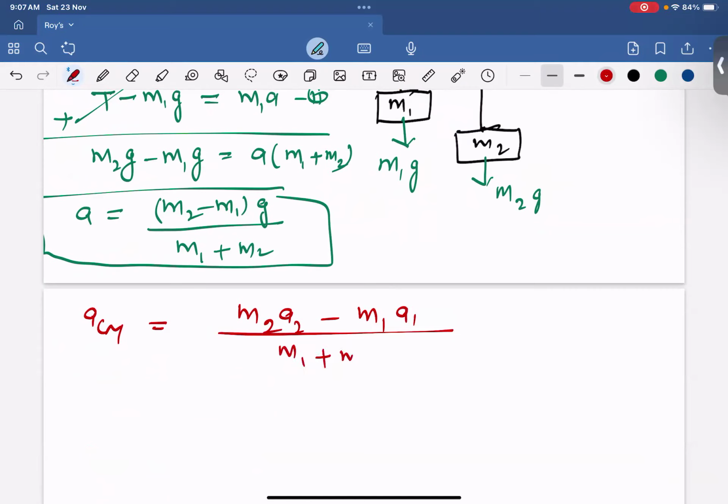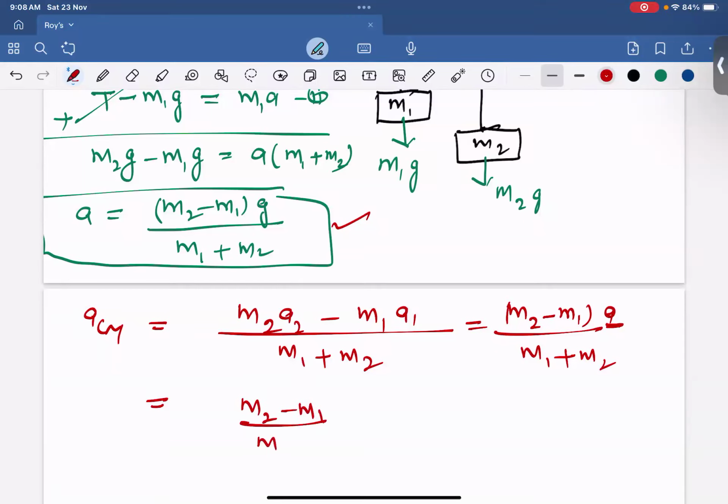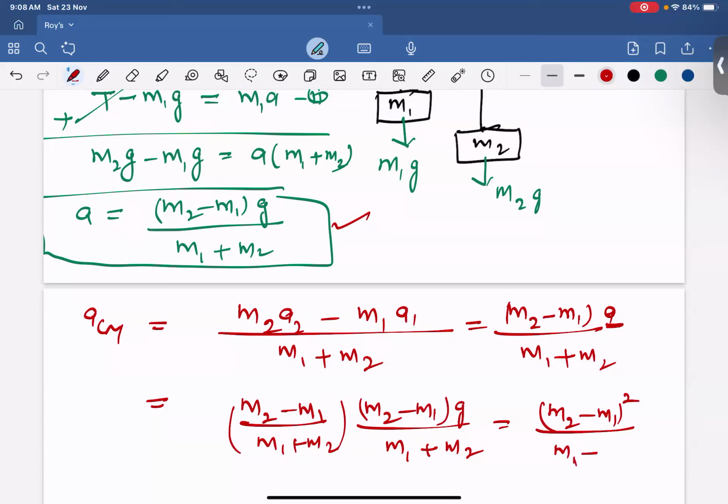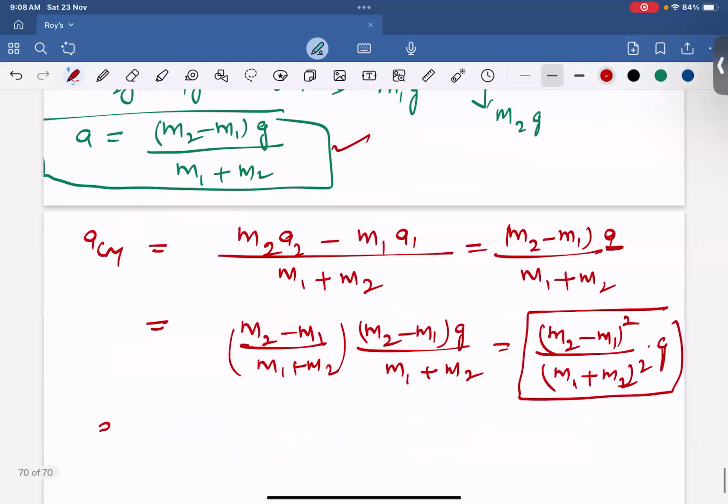divided by M1 plus M2. So you find here that it is M2 minus M1 into A divided by M1 plus M2. And the value of A already I have found here. So I can use M2 minus M1 divided by M1 plus M2, and then the value of A I have to write, that is M2 minus M1 into G divided by M1 plus M2. So you will get the final answer as M2 minus M1 square divided by M1 plus M2 square into G. That is the answer of acceleration of center of mass.